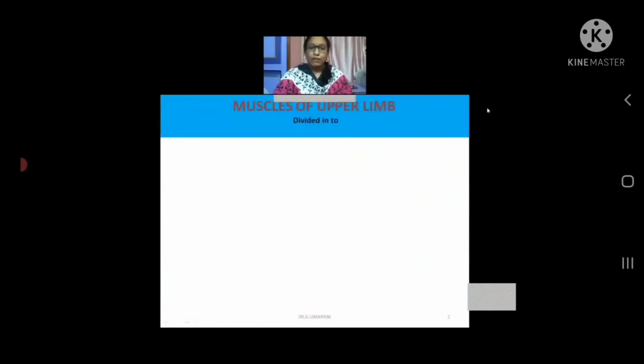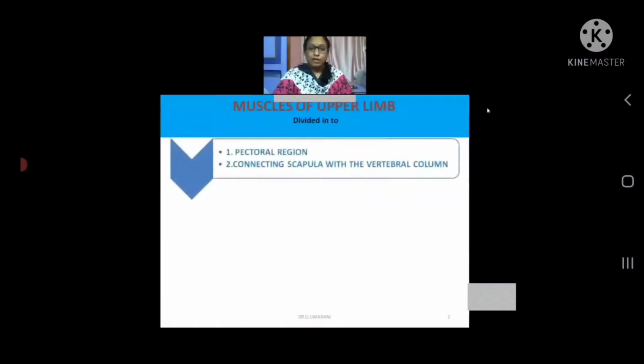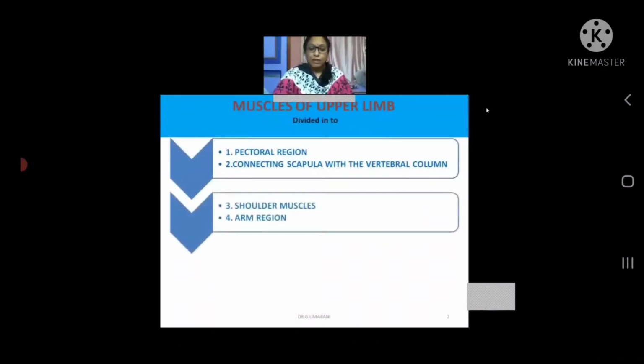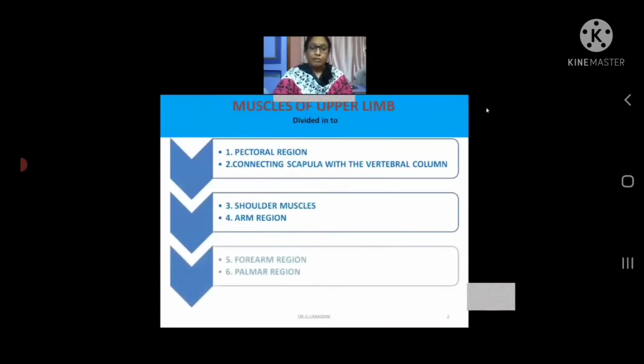The total muscles of the upper limb are divided into 6 regions: the pectoral region, the muscles connecting the scapula with the vertebral column, muscles of the neck, shoulder muscles, muscles of the arm region, muscles of the forearm region, and muscles of the palmar region. And the names of the muscles.